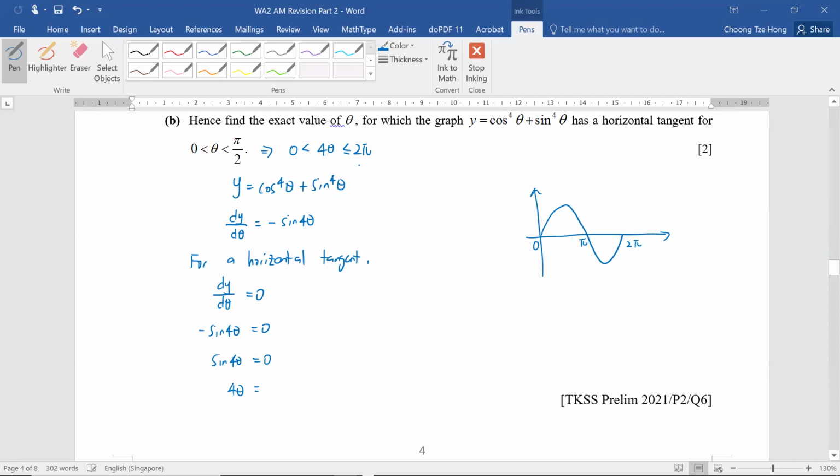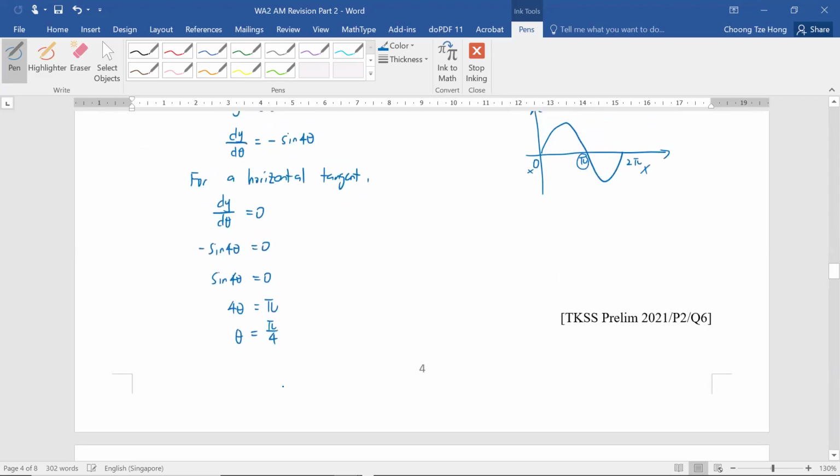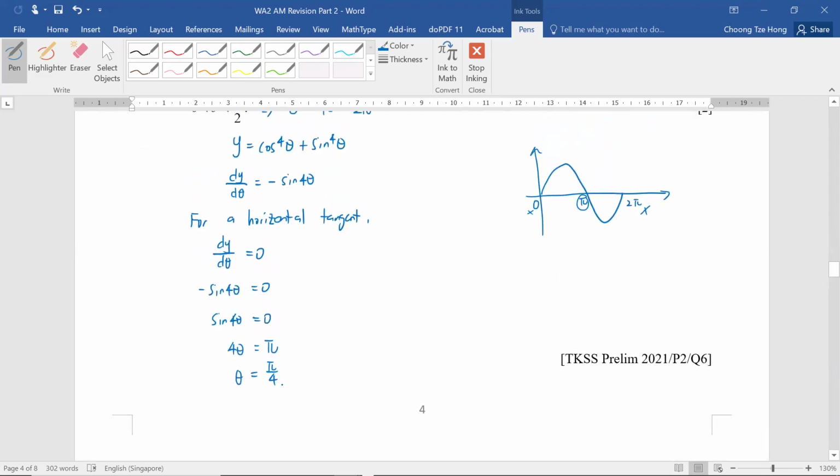Okay, but if you look at the range now, over here, there's no equal. So if you look at the range now, it's greater than 0 and less than 2 pi. So that means 2 pi is not included. So that means the only answer will be 4 theta is equal to pi, alright? Okay, and that's how you get your answer, theta equals pi over 4. Alright, so this is the solution for this question.